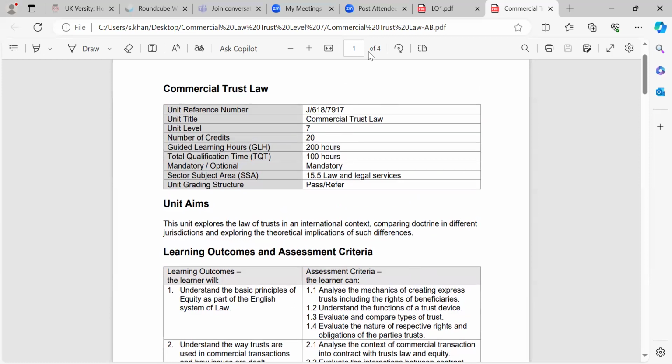I'll just share the learning outcomes now with you. Just 1 minute. So that was learning outcome 3. Learning outcome 4 is to understand the relationship between the law of trust in an international setting. So we'll be looking at that as learning outcome 4. So we'll just start now with learning outcome 1, and then we'll carry on with the rest of them later. So I'll just share that with you now.